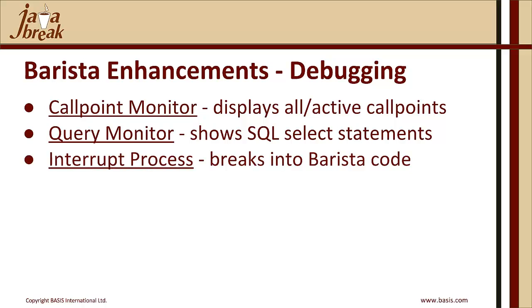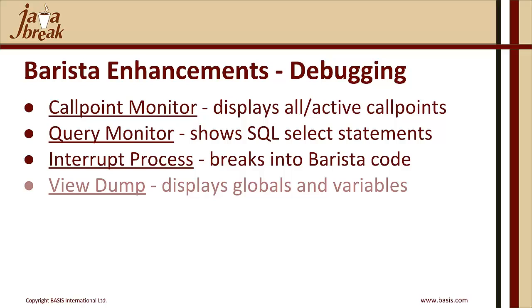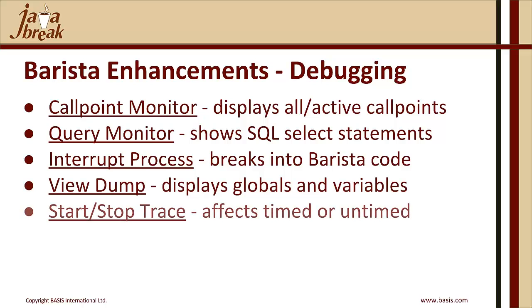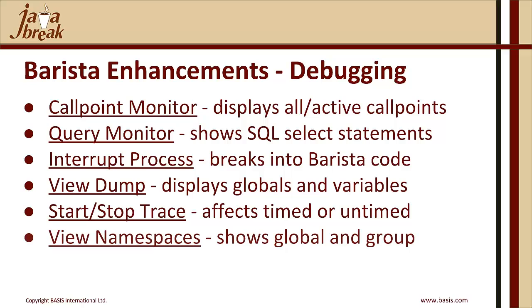There's an interrupt process where you can break into the Barista code and step through your code. View dump displays the globals and the variables of your workspace. And start and stop trace, both untimed or timed traces, which can be used with the performance analyzer. And then the ability to view the namespaces, either global or group namespaces. Let me hand you off to Chris Hawkins again to show you all of these in action.